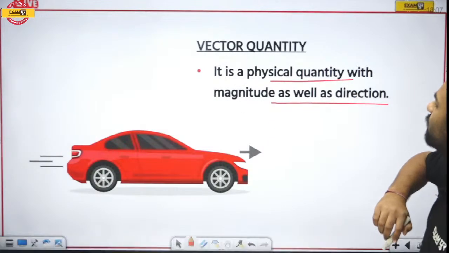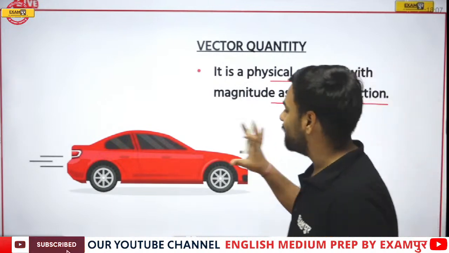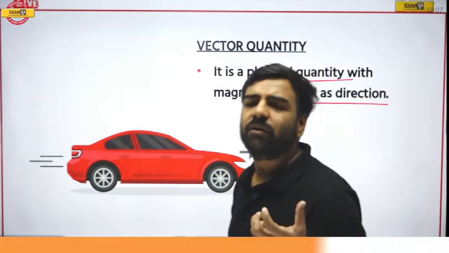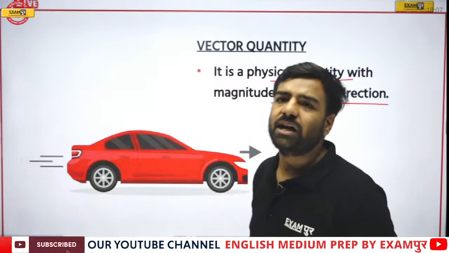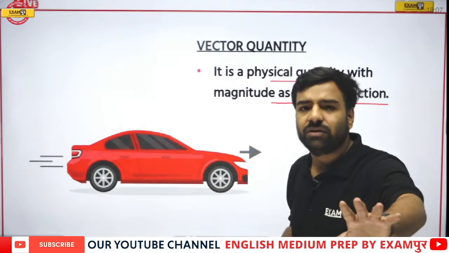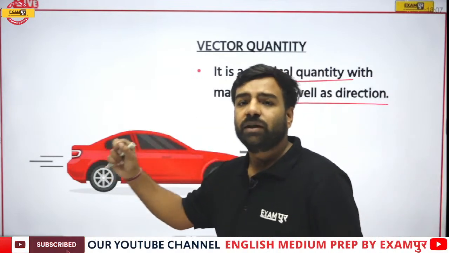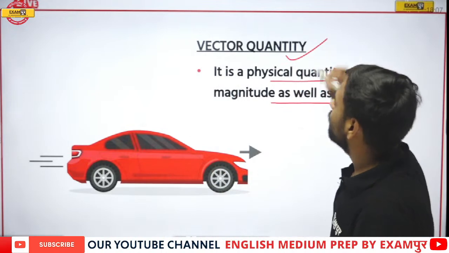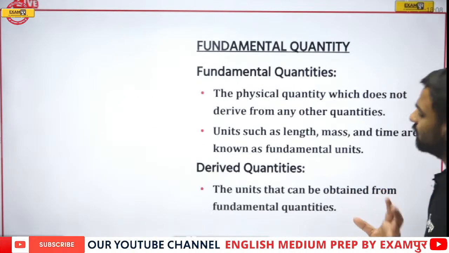Now we are talking about the vector quantity. Let's take an example. You can see this image where a car is moving. The car must be moving in some direction, maybe east, maybe west, north, south. There must be some direction. True. So whenever we are talking about any unit in which direction is also involved, that is known as a vector quantity. So I guess this term is clear to everyone.